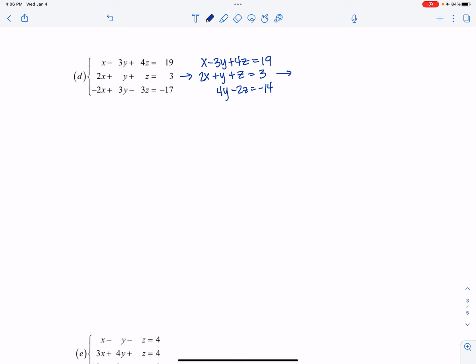So the top multiplied by 2 is 2x minus 6y plus 8z equals 38. And the middle row multiplied by a negative makes it negative 2x minus y minus z equals negative 3. And then the bottom we are leaving the same for now. 4y minus 2z equals negative 14.